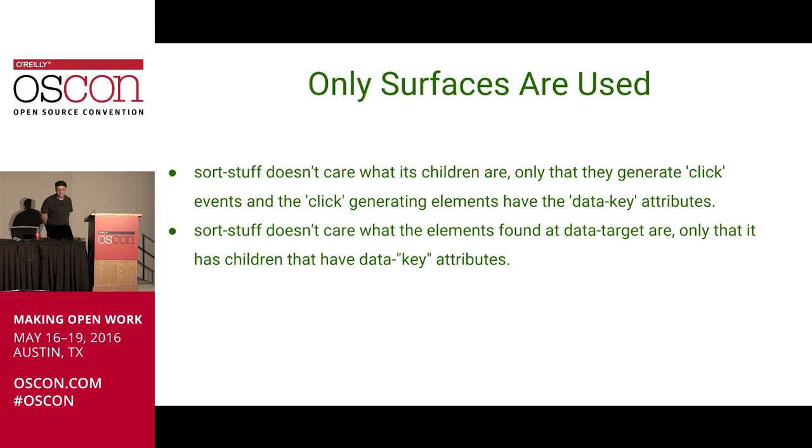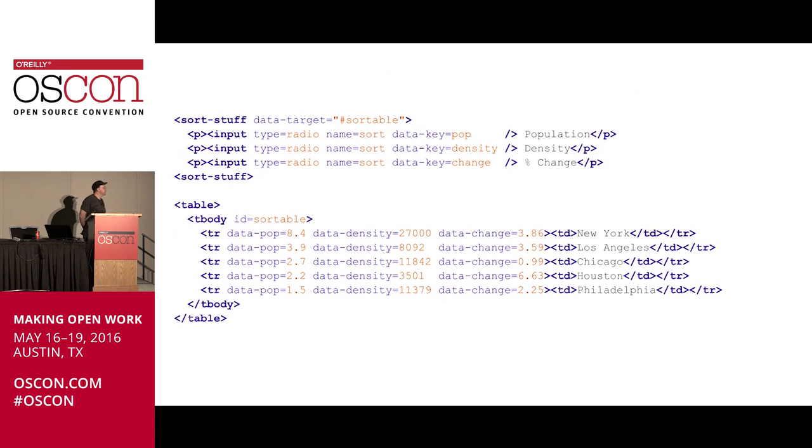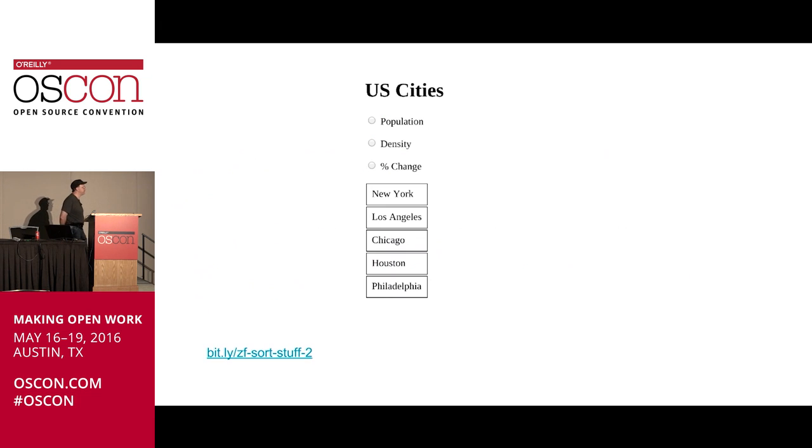Sort-stuff doesn't care what the elements found at data-target are, right? All they have to do is have these data-key attributes. The things that are sorted only have to have those other dataset attributes on them. I could sort images. I could sort other buttons, right? It does not matter. I could change the children of sort-stuff, and it still works. I could change the sort-stuff data-target. So same exact thing. There's sort-stuff, but now I've got radio buttons, and the things I'm sorting are rows in a table, right? No change in the code that I wrote. This is that kind of plug-and-play functionality you want when you build things, right?